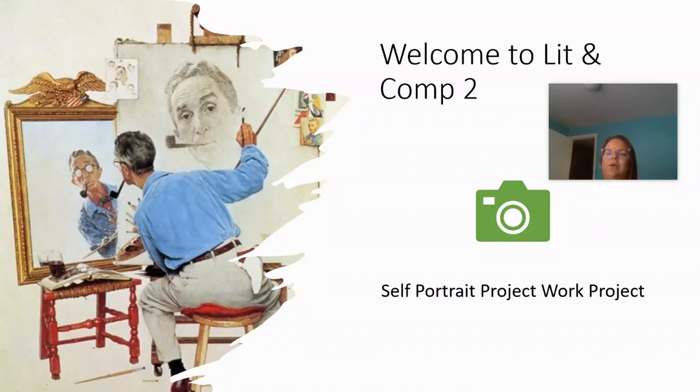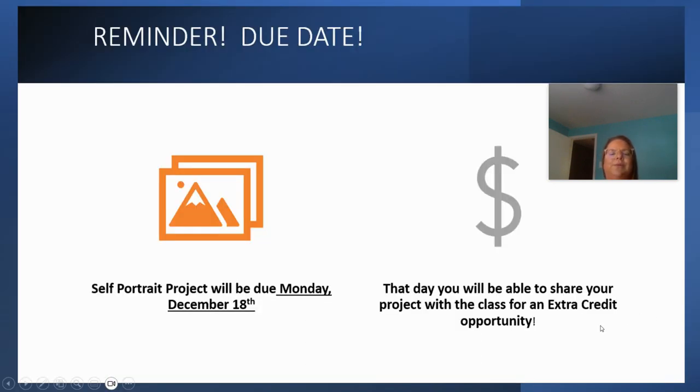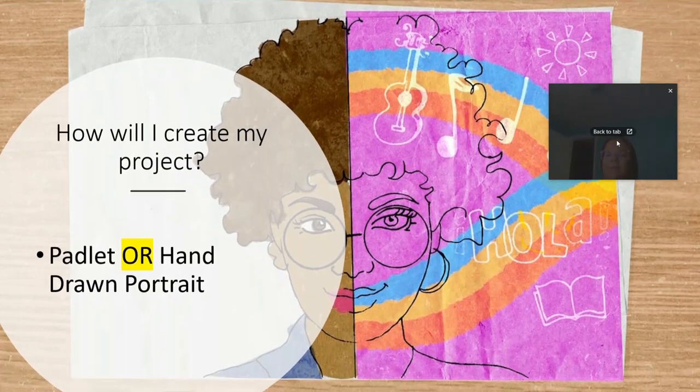Today we're going to go over your self-portrait project directions. So we just started our identity unit and we're going to be asking you to complete a project with 5 categories about your identity. This project will be due on Monday, December 18th, and that day you'll be able to share your project with the class for an extra credit opportunity.